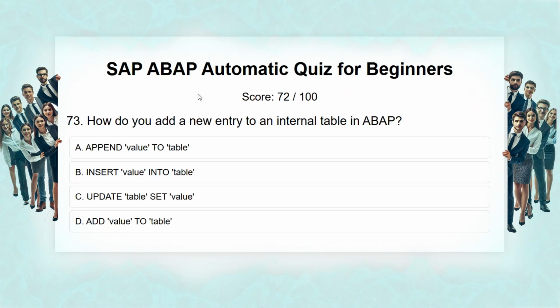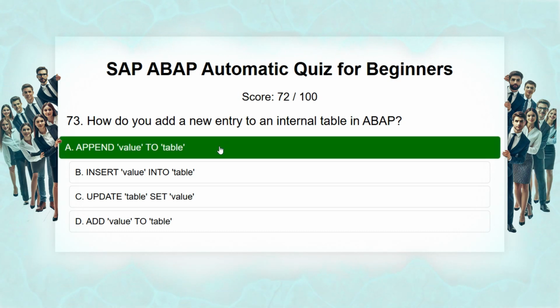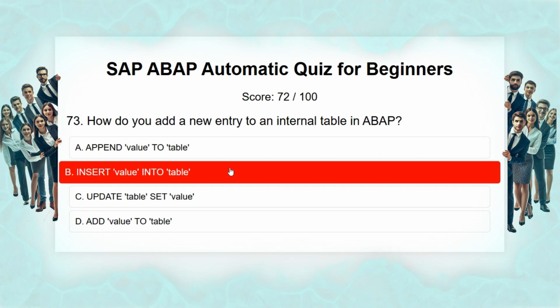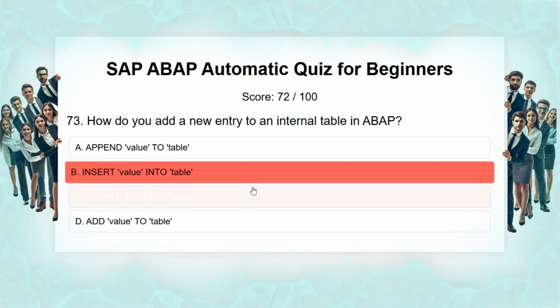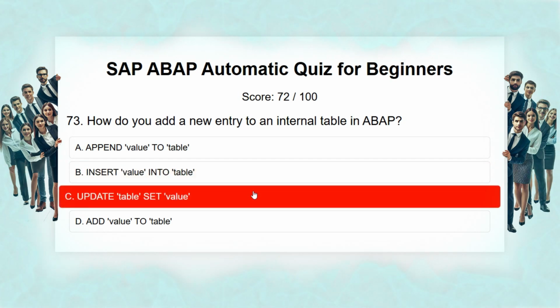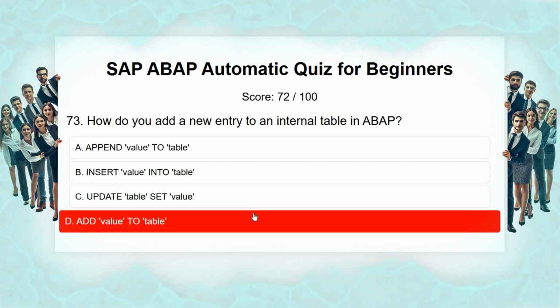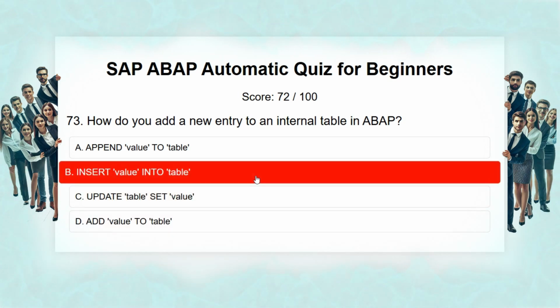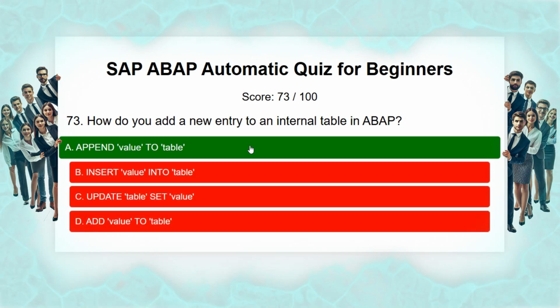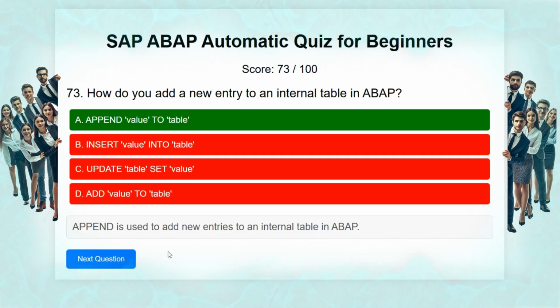73. How do you add a new entry to an internal table in ABAP? A. Append value to table. B. Insert value into table. C. Update table set value. D. Add value to table. Correct answer. Append is used to add new entries to an internal table in ABAP.